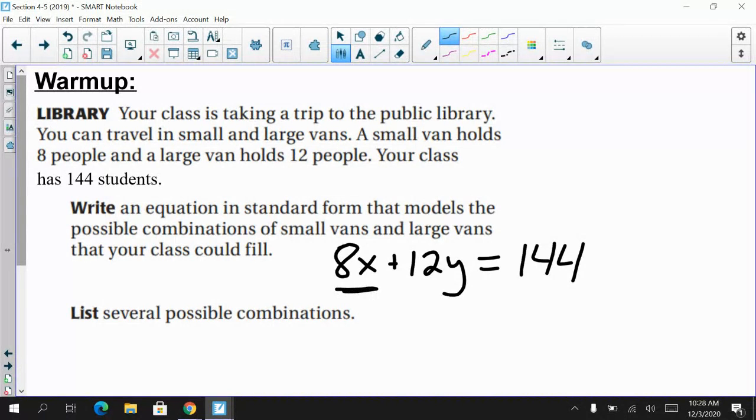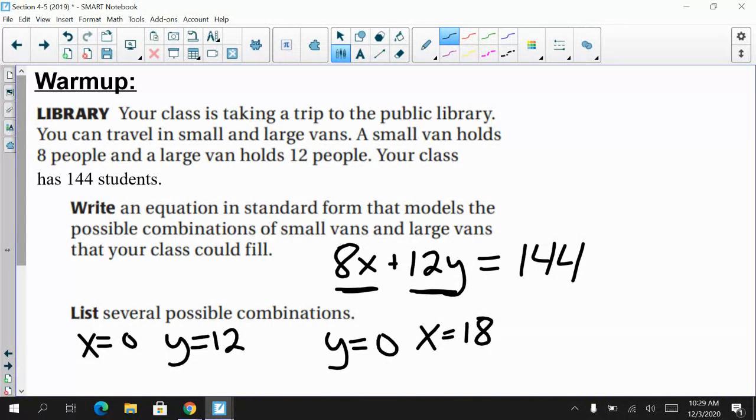As you can see in standard form, the X and Y are on the same side. That's what we've done the last 2 days, is standard form. Now, possible combinations. You can solve this in a variety of ways, plugging in numbers for X or Y and then solving. I think the easiest thing to do is if you set X equal to 0, then Y equals 12, 144 divided by 12. You could also set Y equal to 0 and take 144 divided by 8, and you get X equals 18. So that's 18 small vans, 0 large vans, and 0 small, 12 large vans.